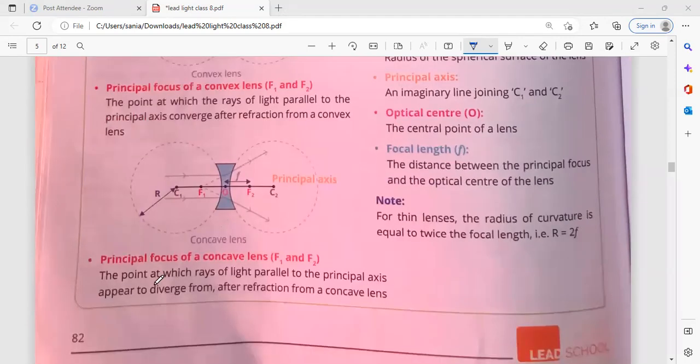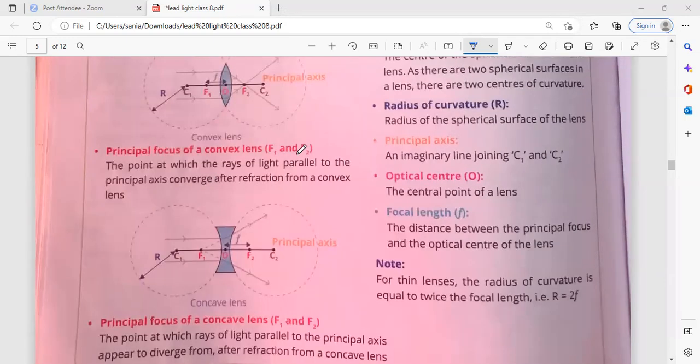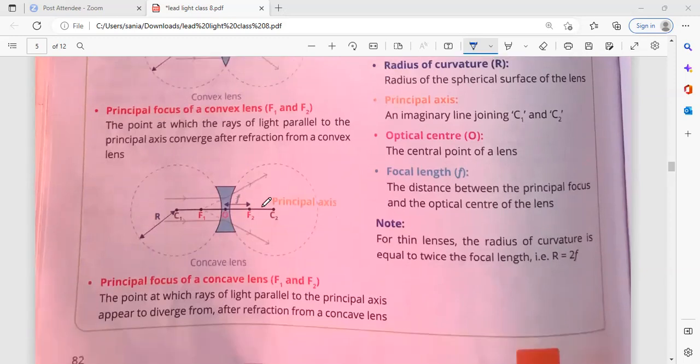But in the case of a concave lens, the point at which rays of light parallel to the principal axis appear to diverge, you can see that they are diverging, but they are not coming here. So that point is basically known as F2, and this is the focus point. Principal focus: everything else is the same, but the only difference between convex and concave lens is the principal focus.